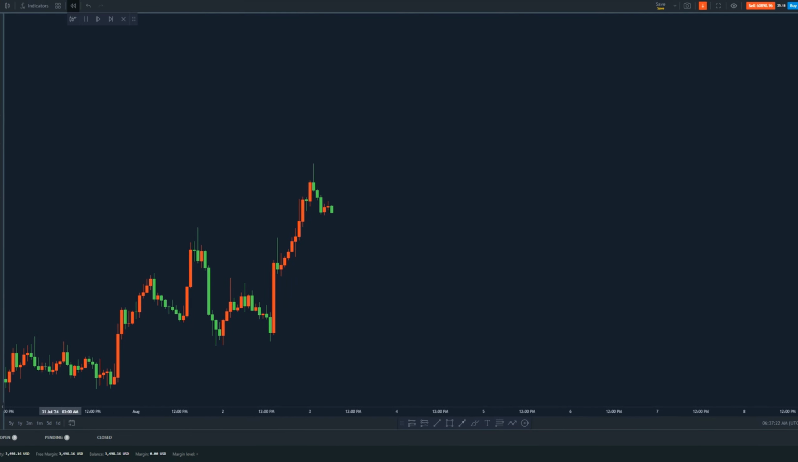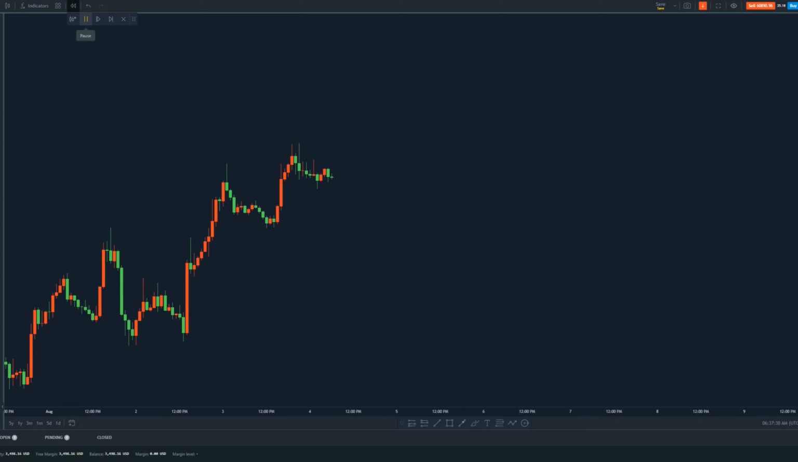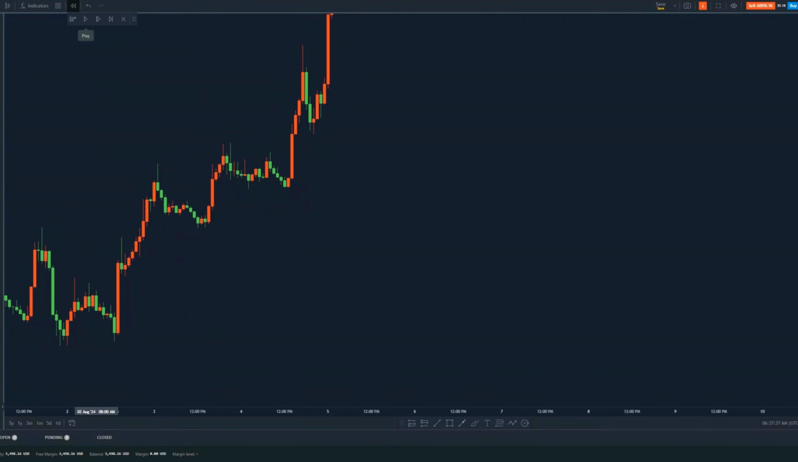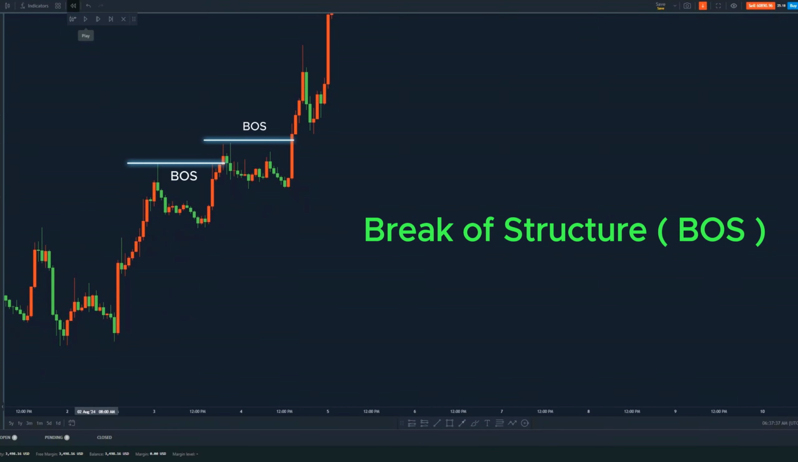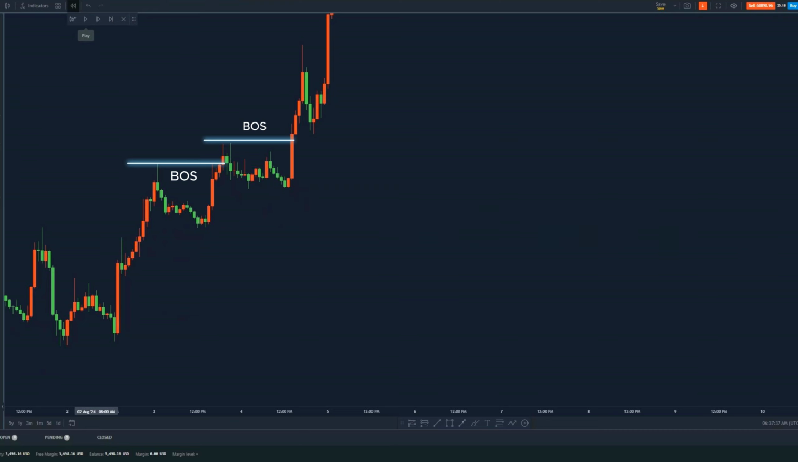Let's talk about break of structure. You have likely seen BOS in many trading tutorials or in real market charts. In an uptrend, BOS is defined as the situation where price breaks the previous major high to the upside and creates a new higher high. But it is not as simple.